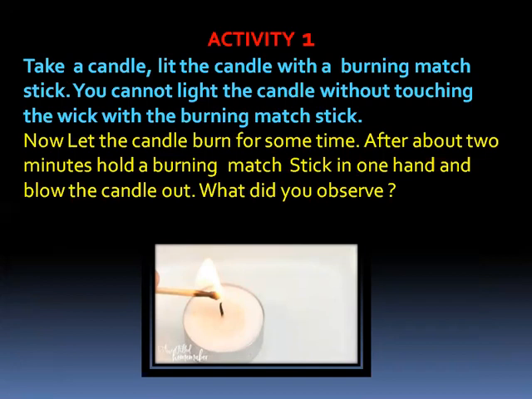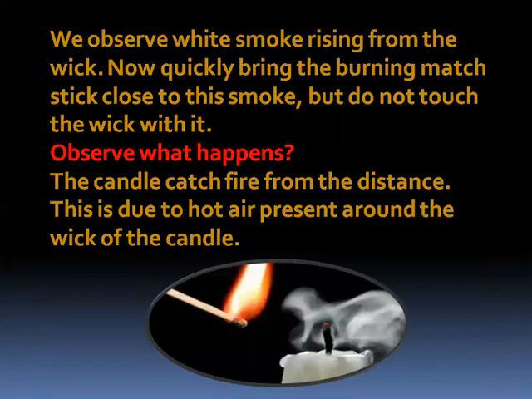Now, what do you observe? We will observe white smoke rising from the wick. See the picture, children. Now, quickly bring the burning matchstick close to this smoke, but do not touch the wick with it. Without touching, you keep it far. You can do this experiment in the presence of your parents in your house and observe. Observe what happens. The candle catches fire from a distance without touching the wick.